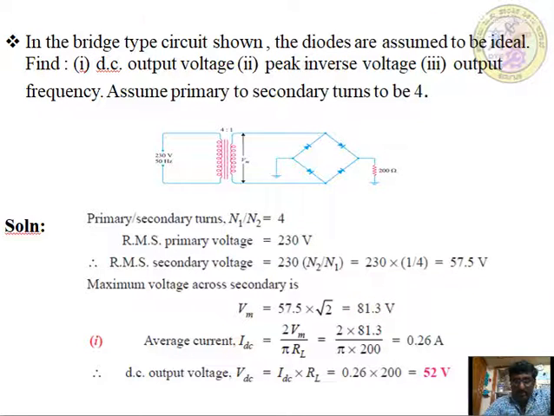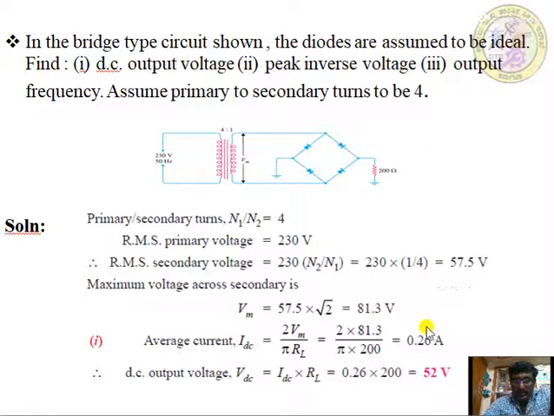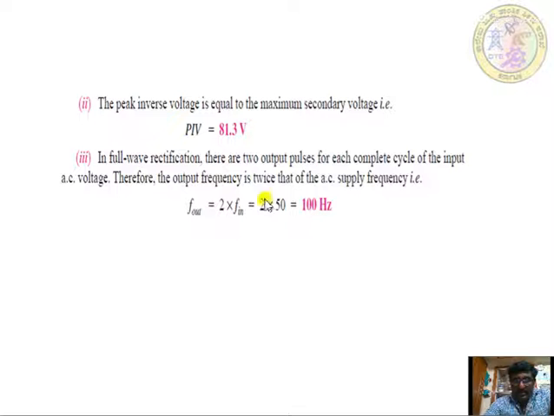So first, the average current IDC is equal to 2 Vm by pi into RL, that is 2 into 81.3 divided by pi into the load resistance RL. We get the value as 0.26 amps, and the DC output voltage VDC is equal to IDC into RL, so we get 52 volts. Next, the peak inverse voltage of the secondary voltage: PIV is equal to Vm, that is 81.3. Whatever Vm value we calculate, PIV will be the same.